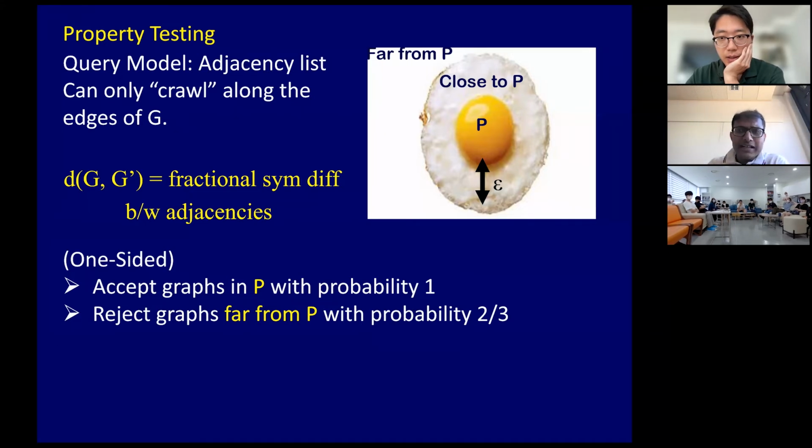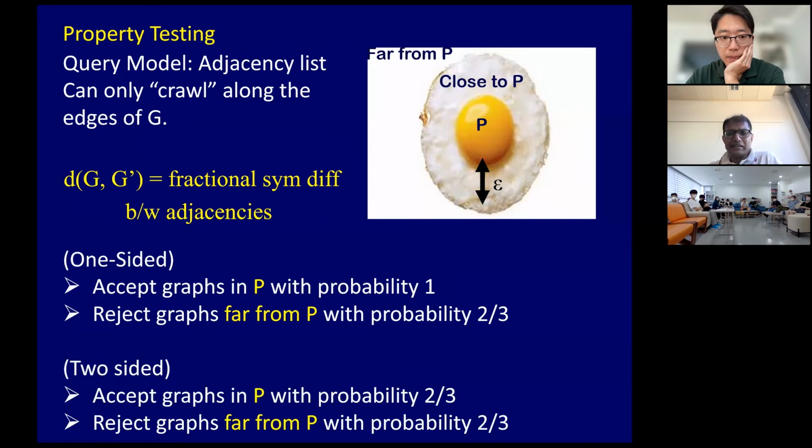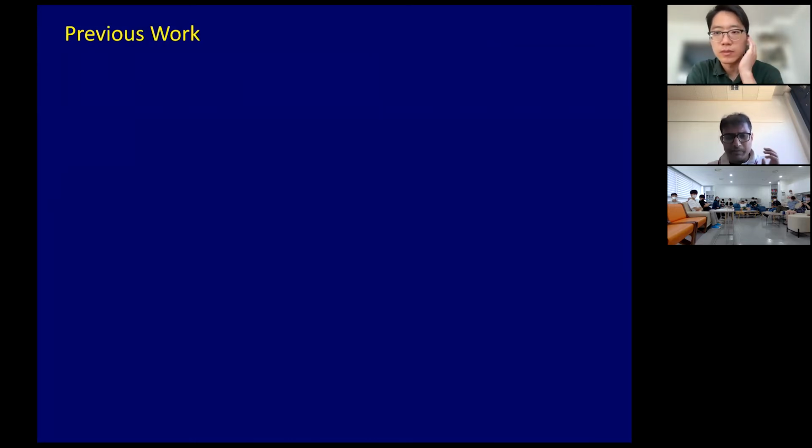Now we'll introduce the two-sided variant of this question. This two-sided variant just says the following: now you are no longer required to always accept planar graphs. You can accept them with probability at least 2/3. And the rejection criterion remains the same. Okay. So these are the two variants that I wanted to talk about. And having presented these variants, now I'd like to tell you a little bit of history on this problem. What was known before.